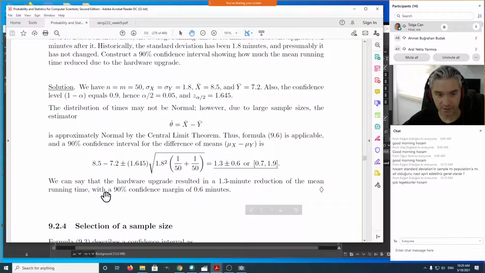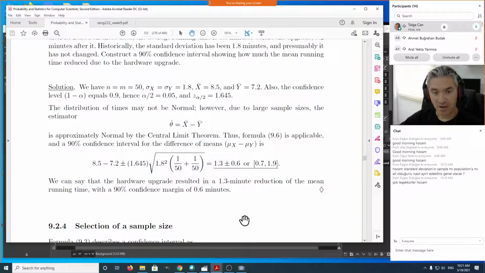So the way the writer of the book stated it, we can say that the hardware upgrade resulted in a 1.3 reduction of the mean running time with a 90% confidence margin of 0.6 minutes. Okay, so 1.3 plus minus 0.6. You can also say that.